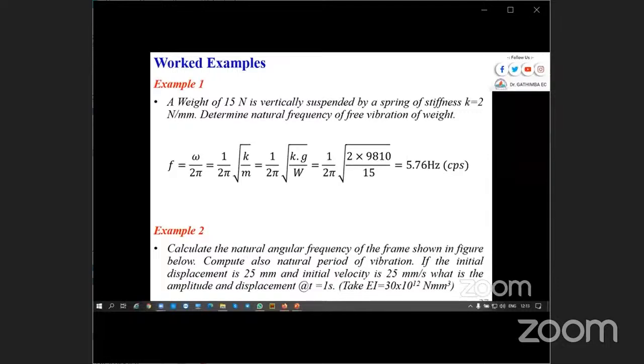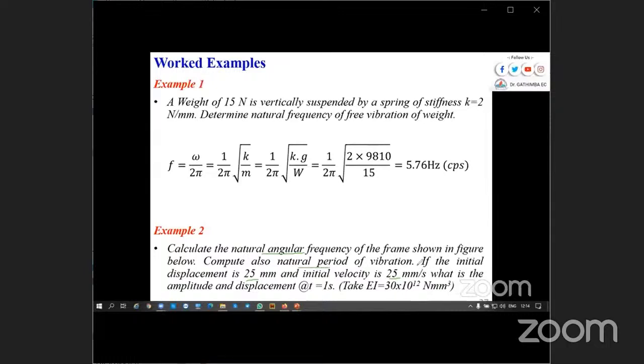So you are required to calculate the natural frequency of the frame shown in the figure below. And you are also to calculate the natural period of the vibration. Here, in this case, you are given the initial displacement. So u naught is 25, v naught is 25 millimeters per second. Now, this is the second part of the question. So the first part, we are supposed to calculate the angular frequency and the natural period.